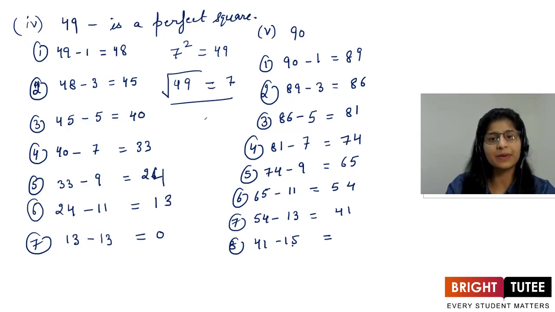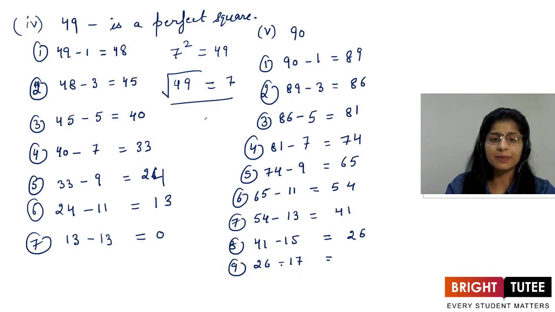Right? If we subtract 15 from it, what do we get? Just see, 11 minus 5 will give us 6. Clear? Then 3 minus 1 will give us 2. Is that clear? The next step is from 26 we are going to subtract 17.